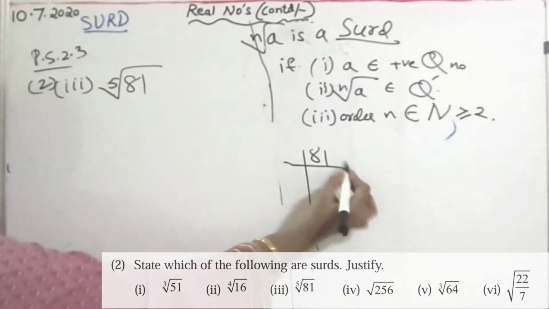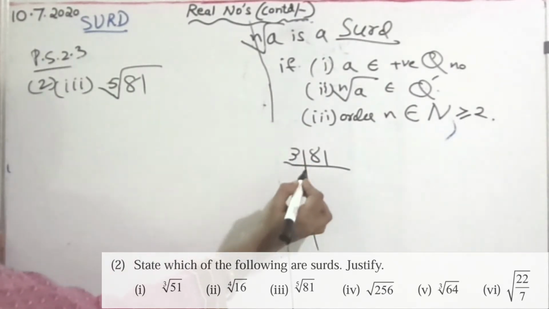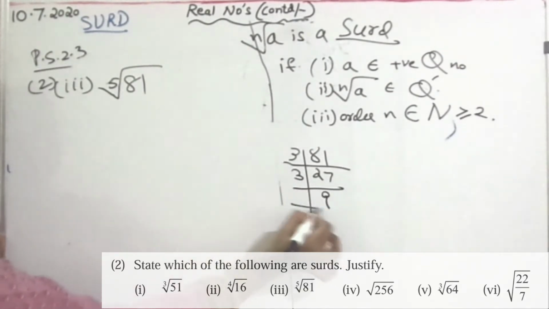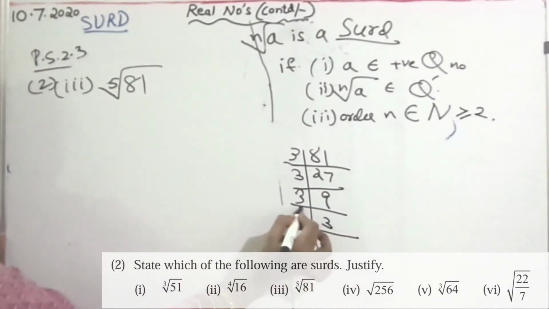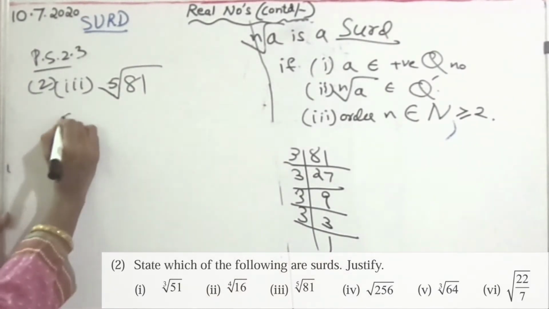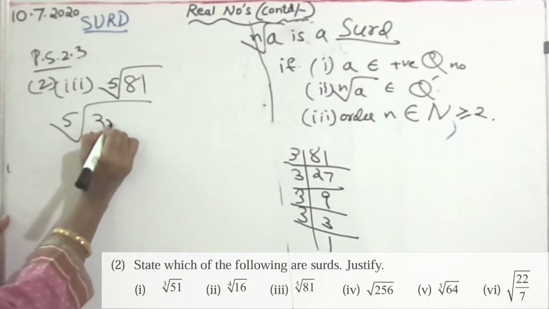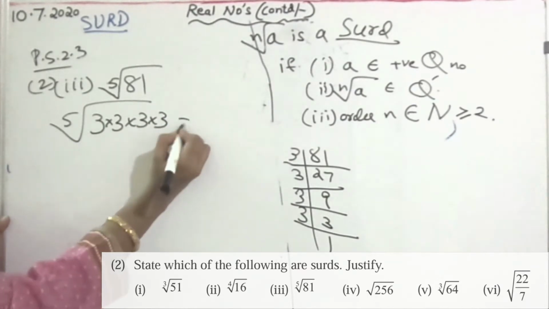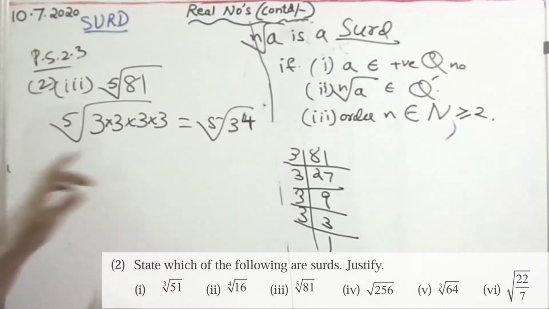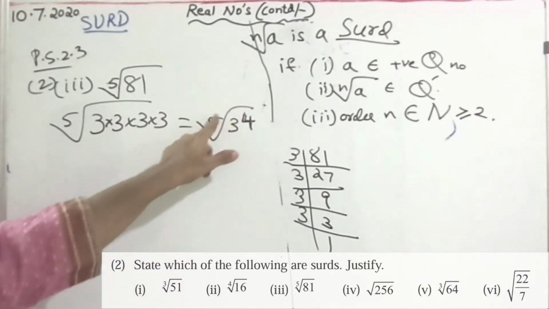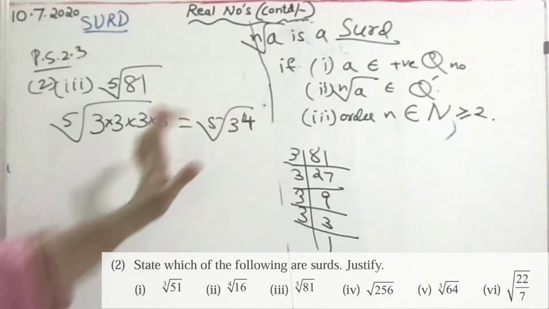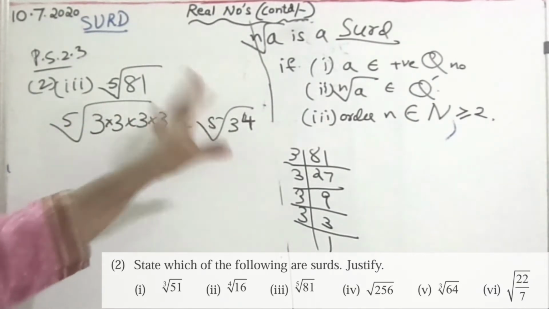So first break it up into factors. 81. What is the smallest number which goes in 81? 3. How much does it go? 27. Again 3 goes how much? 9. Again 3 goes how much? 3. And again 3 goes 1. So 3 3s are 9, 3s are 27, 3s are 81. So you are getting fifth root of 3 raised to 4. This will not get removed because here it is 4 and here it is 5. If both are 5, power and root are the same, then it gets neutralized and the root sign gets removed. Here it will not get removed. So that means this is an irrational number.